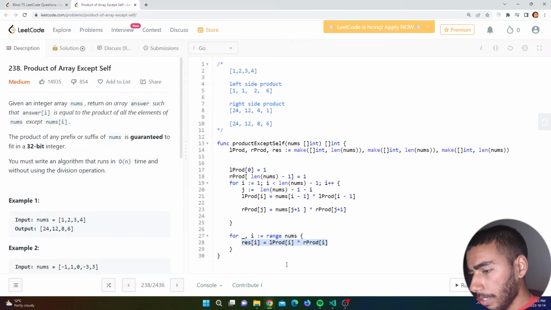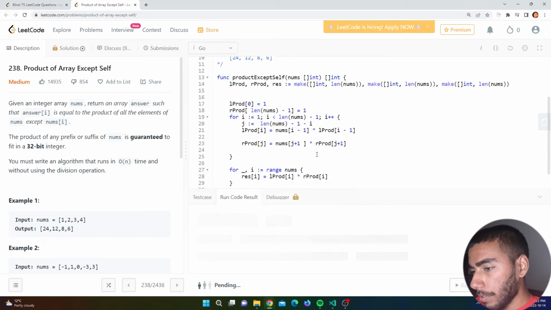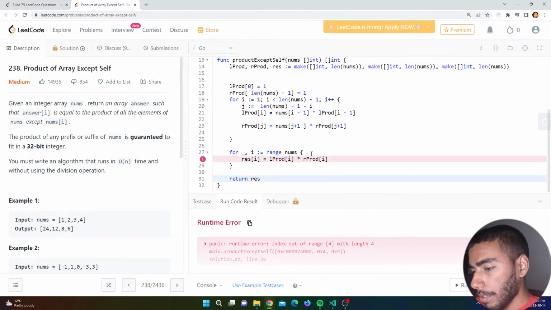And yeah, that is it. So here, let's return res over here. Let's see if this compiles. Let's see, something went out of range with 4. Oh, yeah, the indice is actually over here.